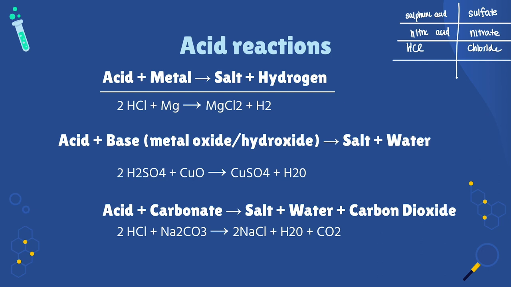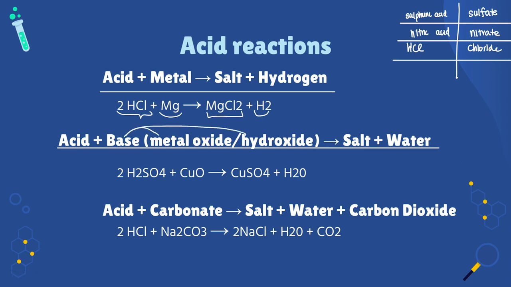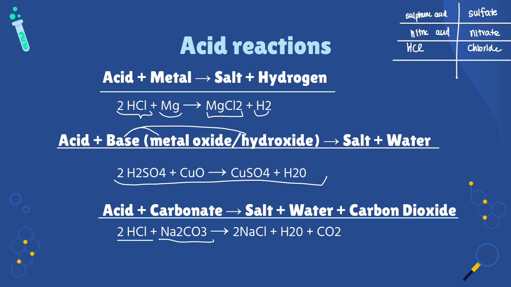So we have an example here of hydrochloric acid and magnesium forming magnesium chloride and hydrogen. Next, we've got acid plus base forms a salt and water. Remember, a base is metal oxides or metal hydroxides. We have an example here with sulfuric acid and copper oxide. Next and lastly, we've got acid plus carbonate forms salt, water, and carbon dioxide. Here we see that hydrochloric acid reacts with sodium carbonate to form sodium chloride, water, and carbon dioxide.